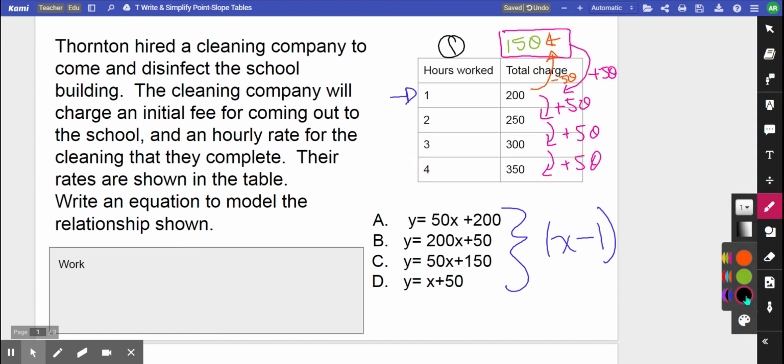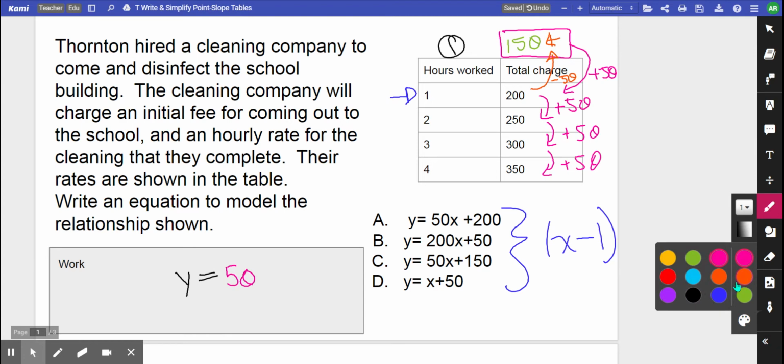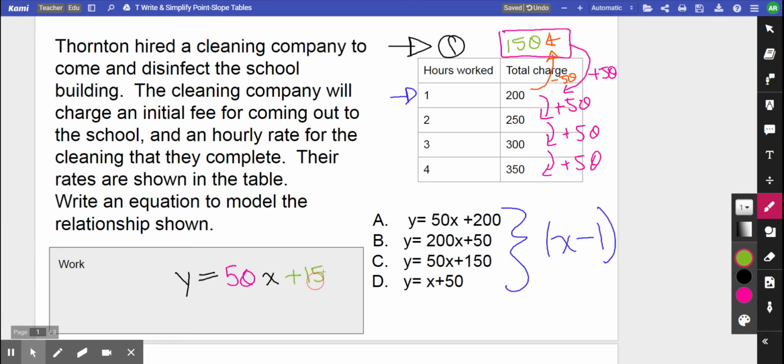So I'm going to write my equation out. I have y equals, well, I'm adding 50 as I go down my table. Because how many times I add depends on how many hours we worked, that's going to be attached to my variable x. And I write just an x because our table now starts at 0. We made it start at 0. Its partner is what's boxed in pink, which is plus 150. That's the beginning value. So this is my answer, which is letter C.